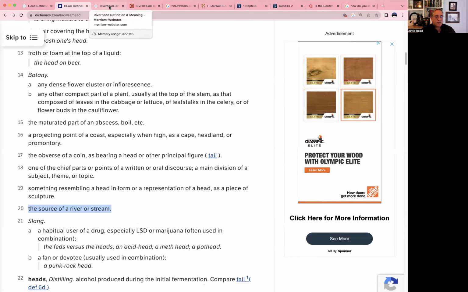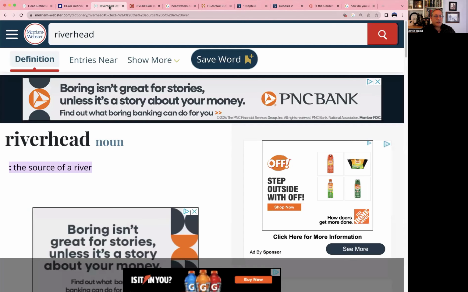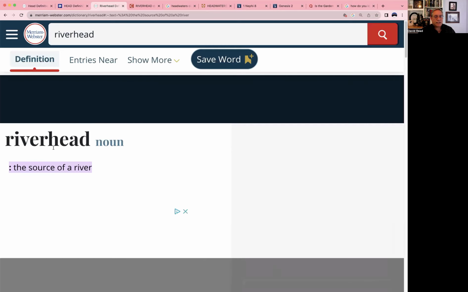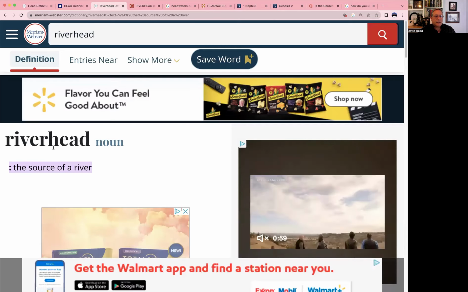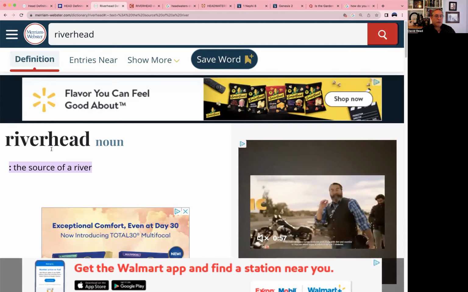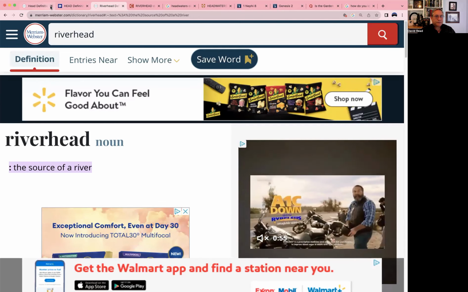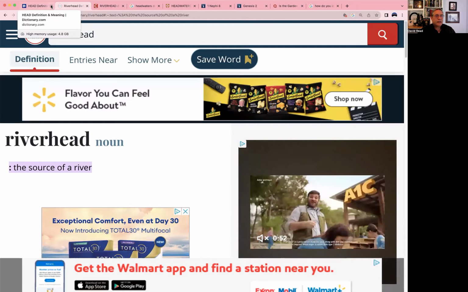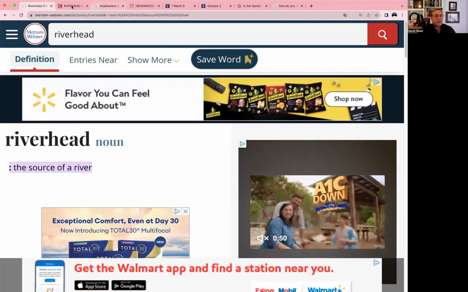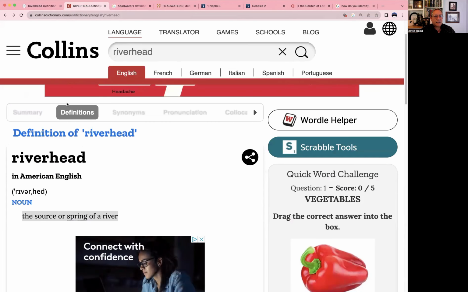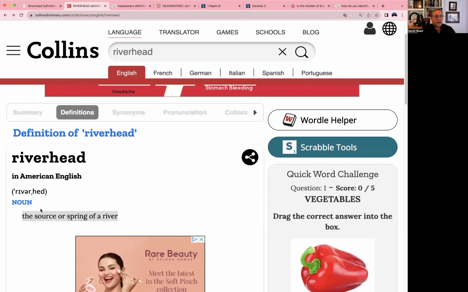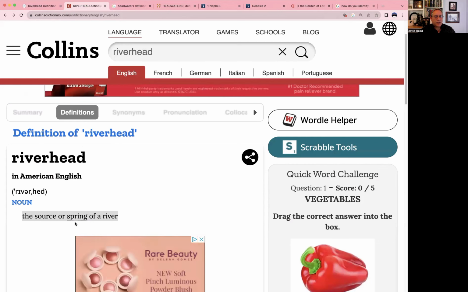Now, in addition to just having head separately, there is a word riverhead. So something can be referred to as a riverhead. If you look at Merriam-Webster again, a riverhead is the same thing, the source of a river. So it's just the head of a river. Another example of a definition of a riverhead is the Collins Dictionary. Again, riverhead, meaning the source or spring of a river.